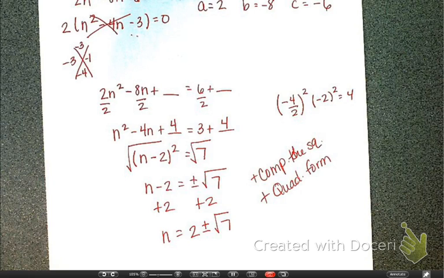Is there one that specifically says use quadratic? Yes, there's one that's specific. When the directions say use the quadratic formula, yes, you have to use the quadratic formula.